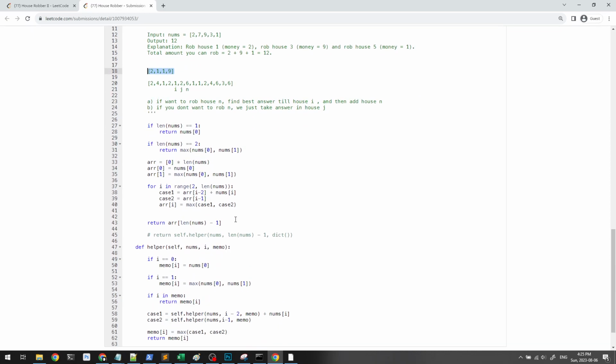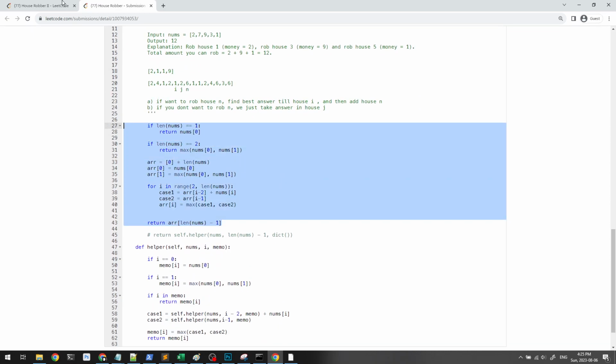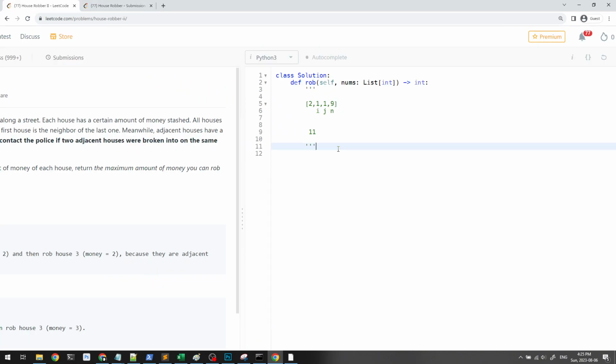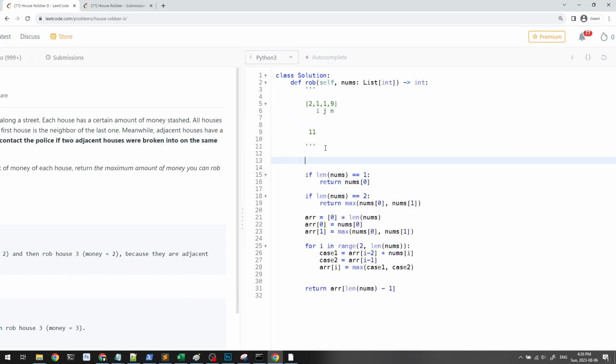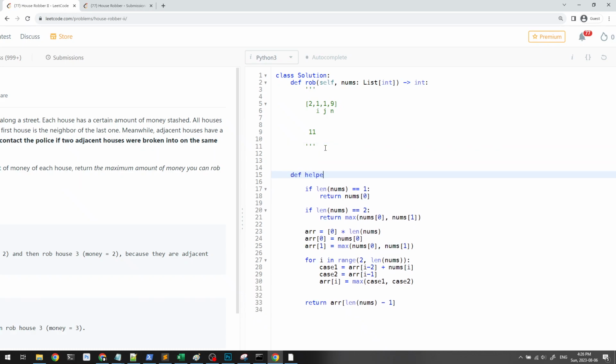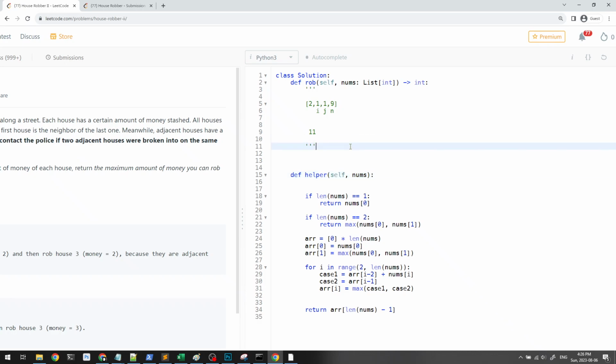But let me go ahead and copy the solution that I have over here, and I'm actually going to put this inside of a helper function. So let me call it def helper. What do I need to pass in? It looks like I'm just passing in the nums themselves, so self and then nums. Okay, so now it's inside of a helper function.